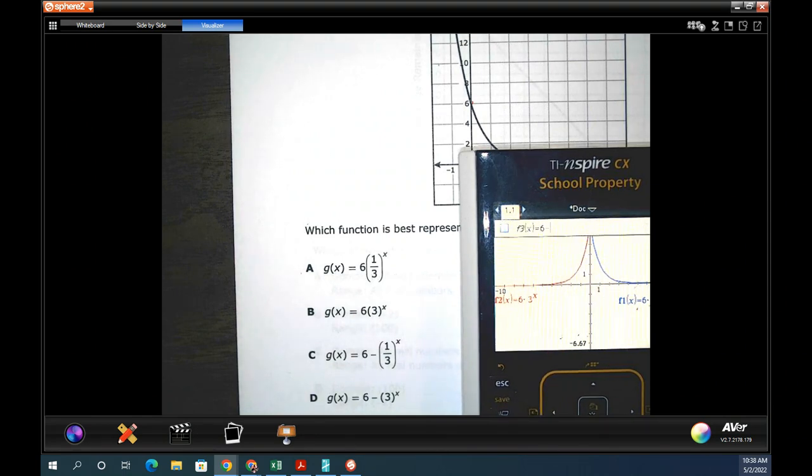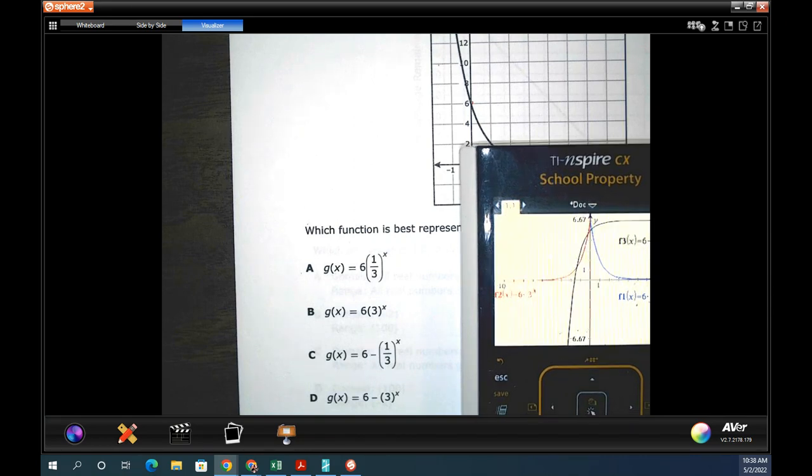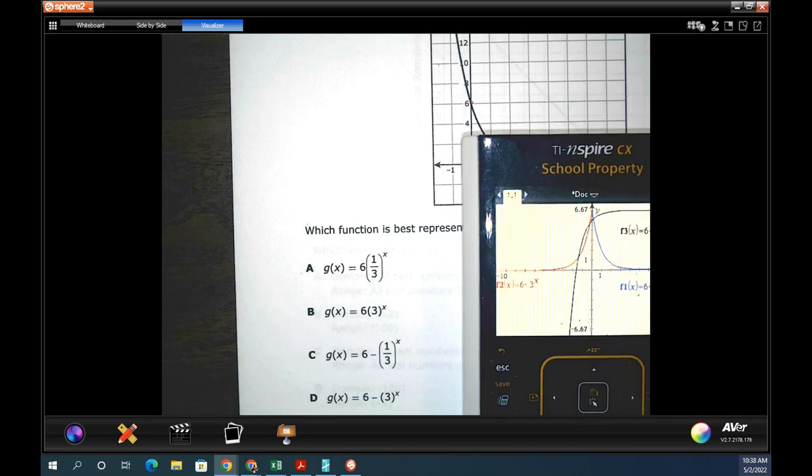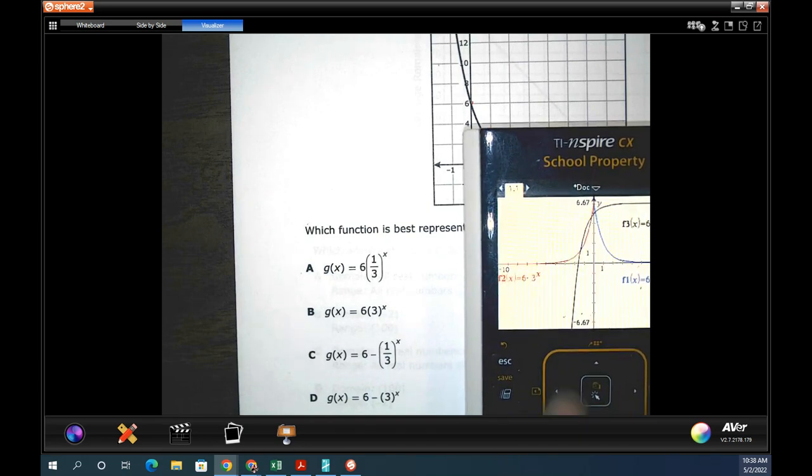6 minus parentheses, control divide. 1, down arrow 3, arrow out, close parentheses, rooftop X. That's definitely not it. Now, let's go to the last one. Tab.